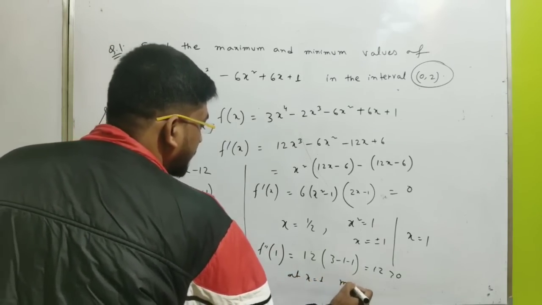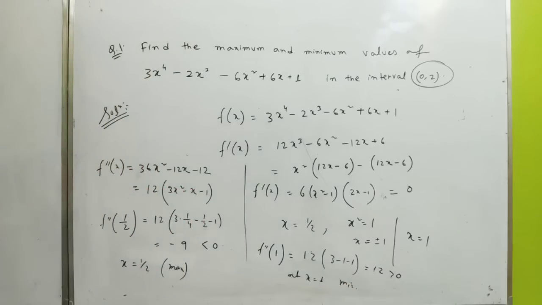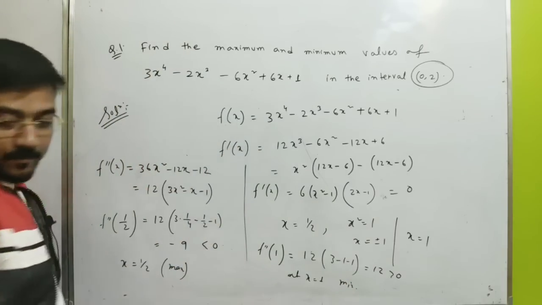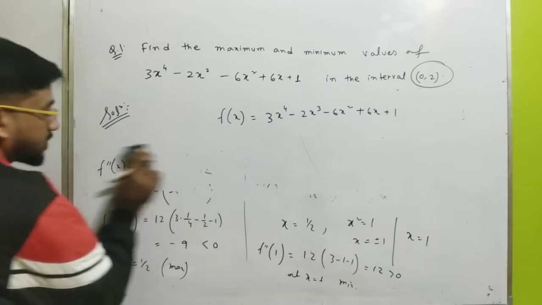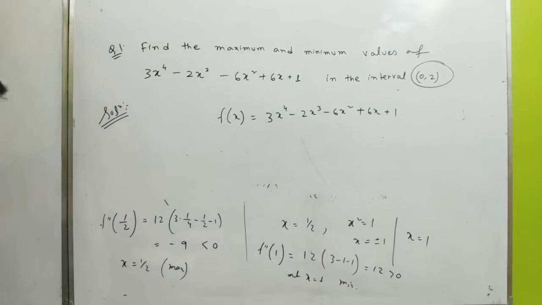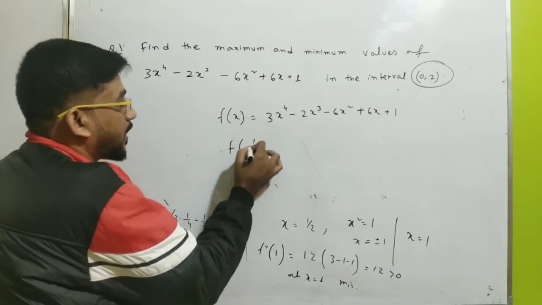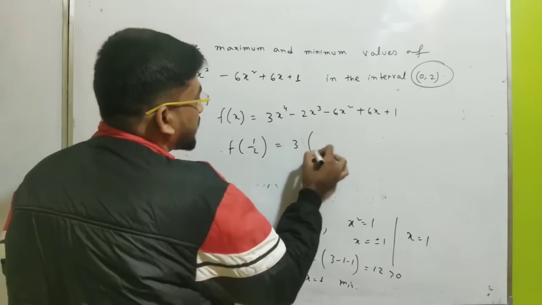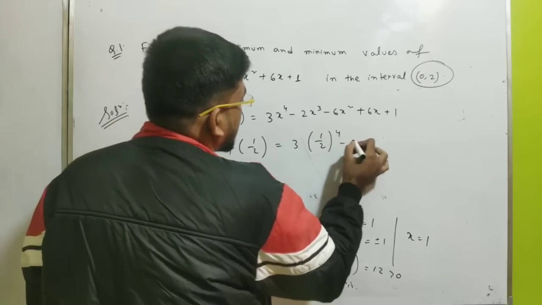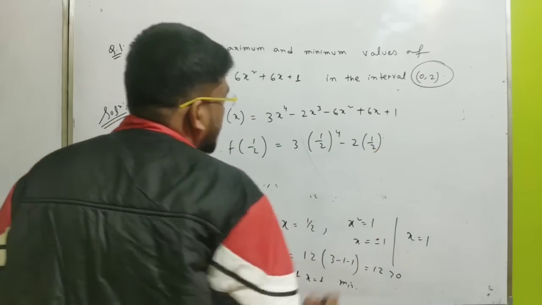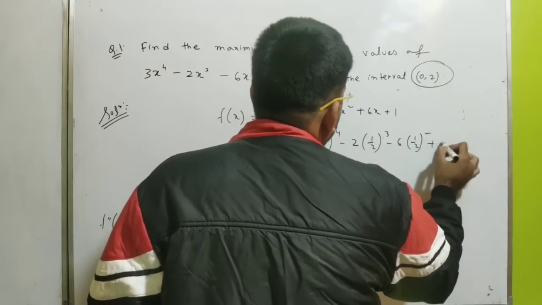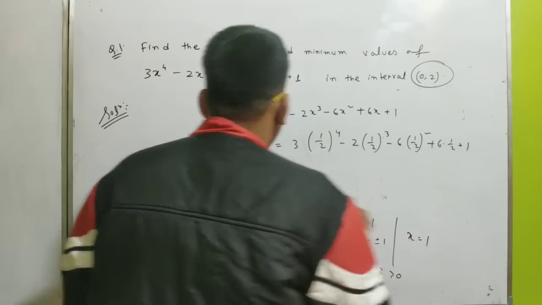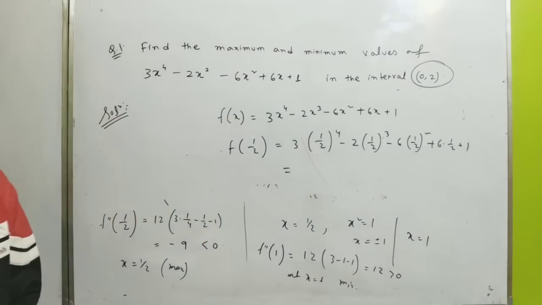Now what will be the minimum value and maximum value? You can put the values here and you will get the result. So the maximum value of f of x will be f of half. If we put f of half here, we will get 3 into half to the power 4 minus 2 into half cube minus 6 into half square plus 6 into half plus 1, and you will get the result.